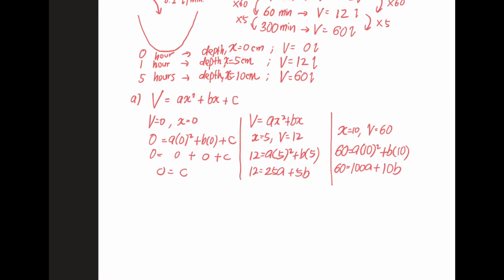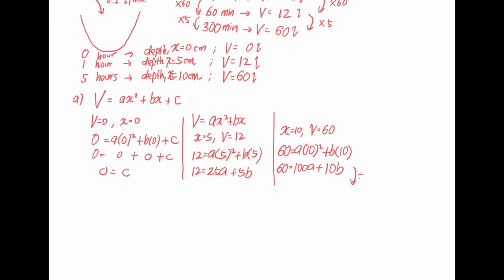Now in order to continue this, what we need to do is find a and b, by the way. We have to do simultaneous equation. So let's say I use substitution. So I divide by 10 first. I divide by 10. 6 equal to 10a plus b. b equal to 6 minus 10a.